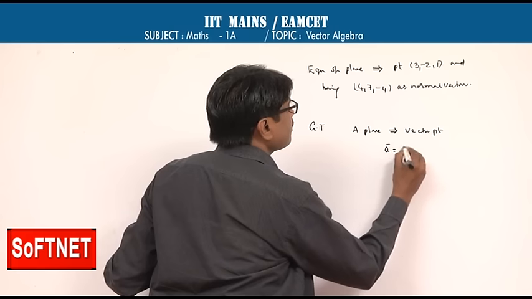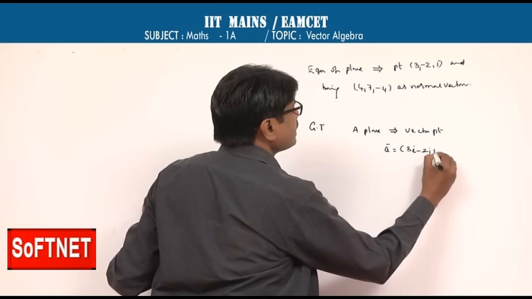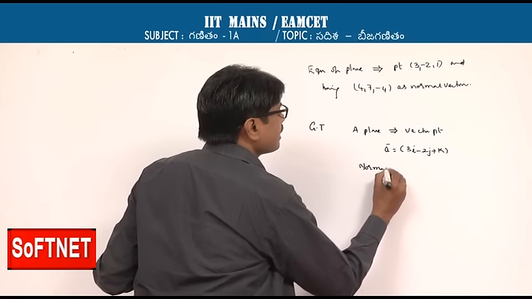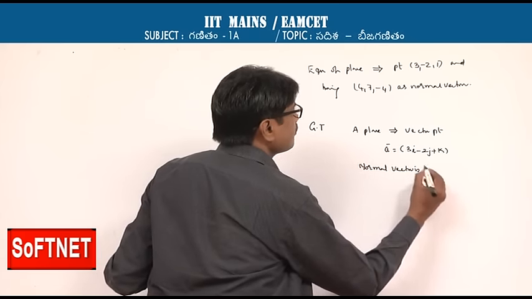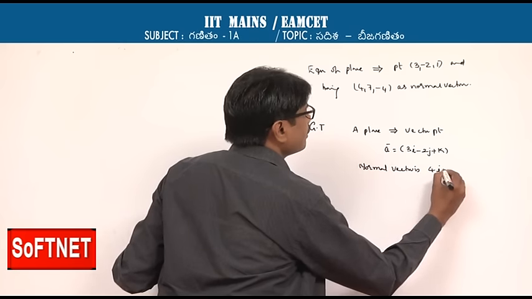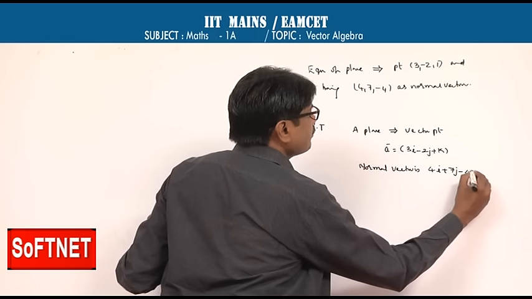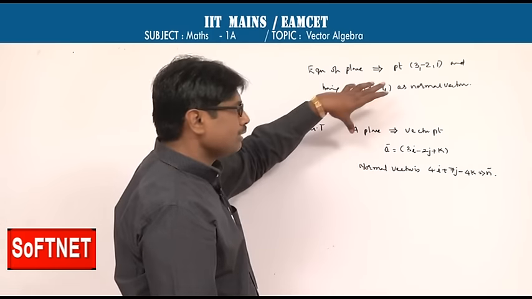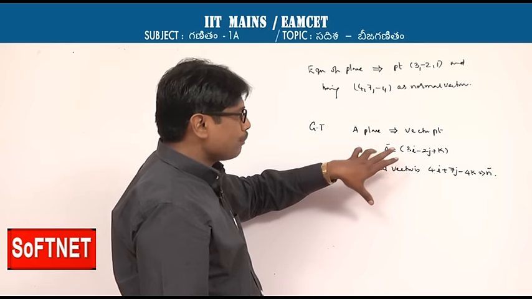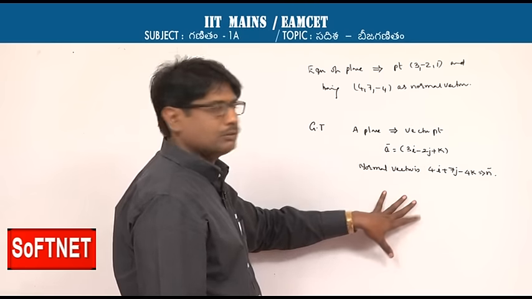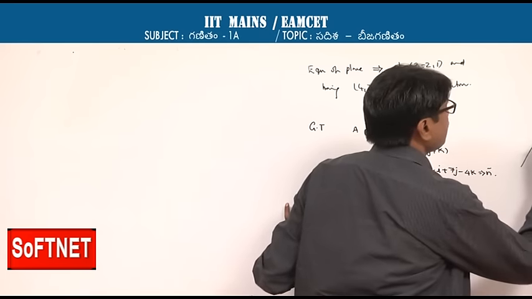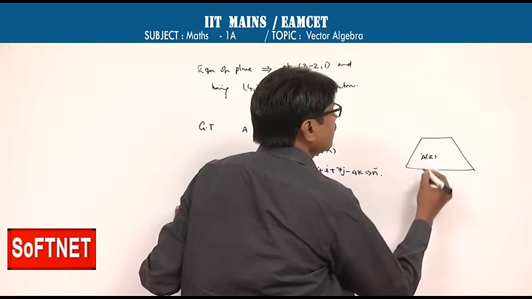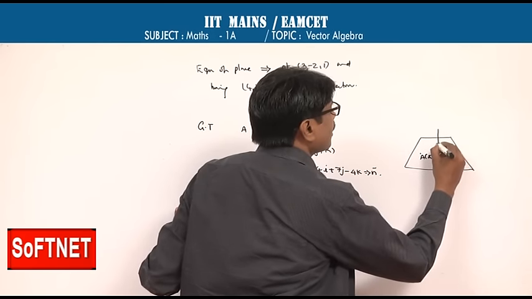a bar is equal to 3i bar minus 2j bar plus k bar, and the normal vector. What is the given normal vector? Normal vector is 4i bar plus 7j bar minus 4k bar, n bar normal. You are supposed to calculate the equation of the plane passing through a point a bar and perpendicular to n bar. Derive the equation of the plane passing through a vector point a bar and normal n bar.